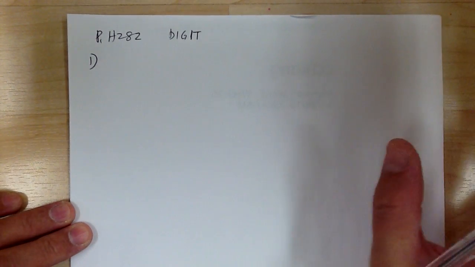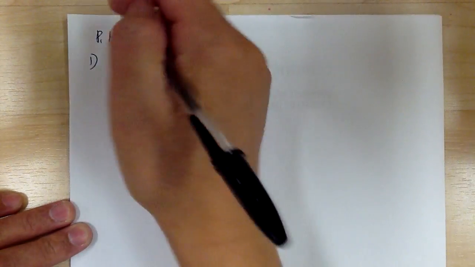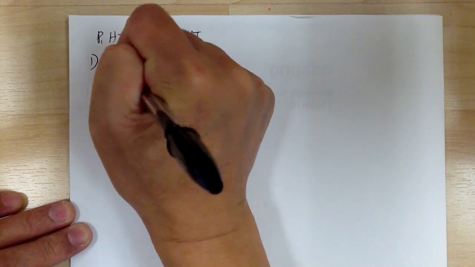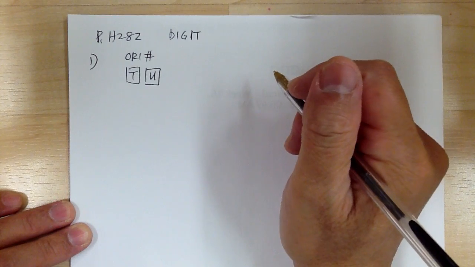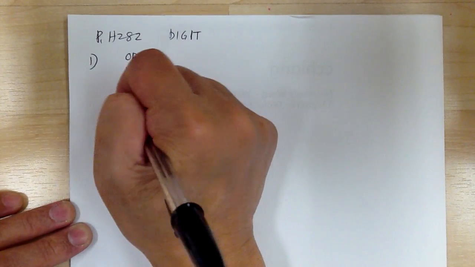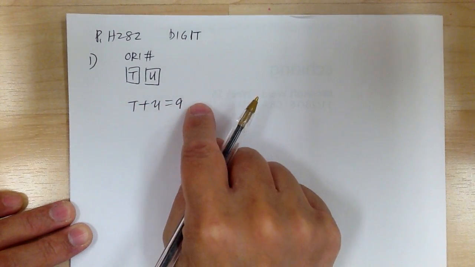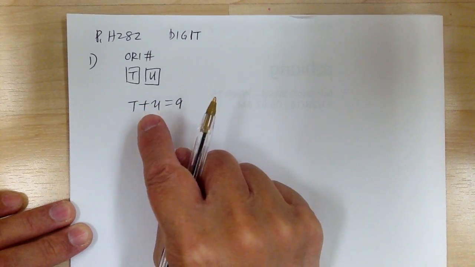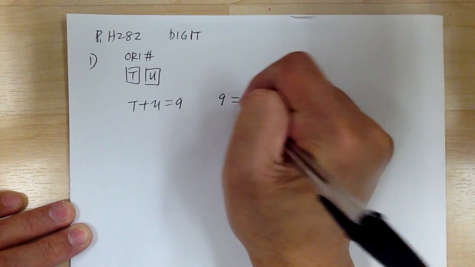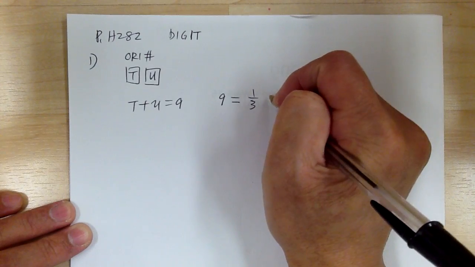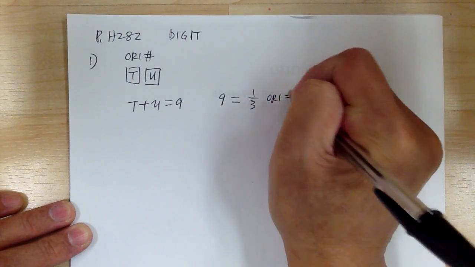When you read through, this one does not have reversal, so you don't have to do the original number and new number. You can just do the original number, okay? This is going to be the tens digit and the unit digit. As you read, it says the sum of the digits, so that means t plus u equals 9. The sum of the digits of the number is 9, which is also 1/3 of the same two-digit number, so equal to 1/3 of the original number.